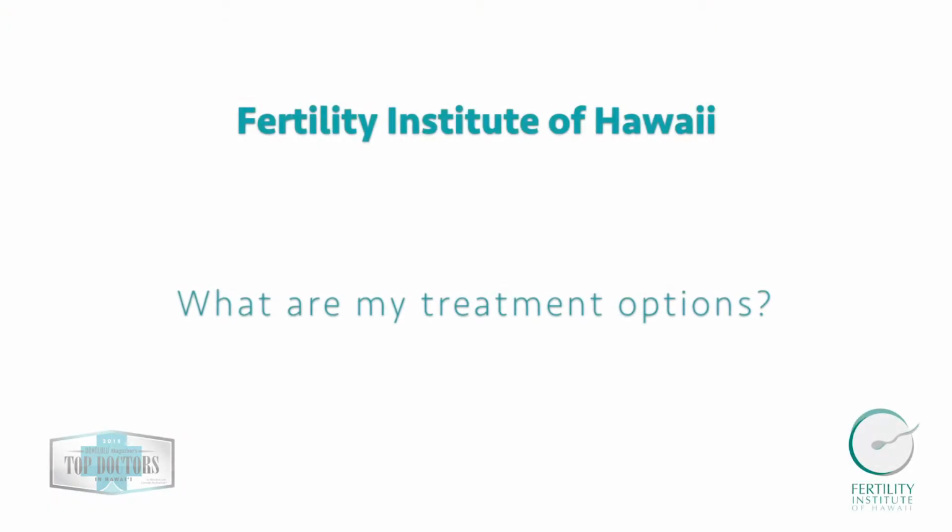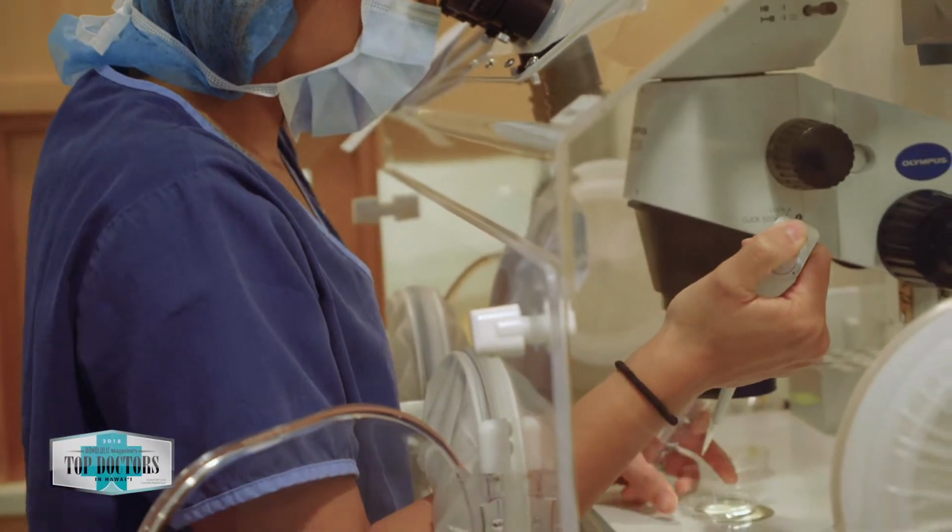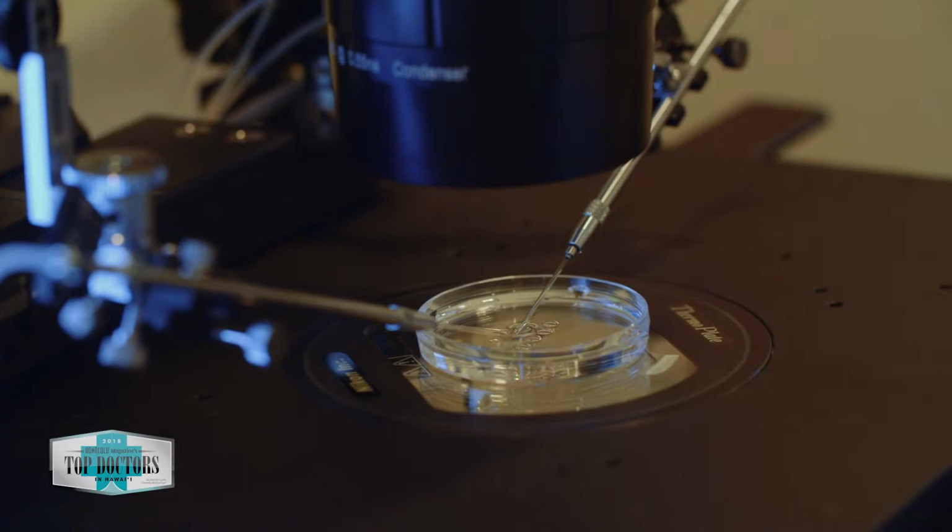So there are two main categories of treatment. These categories are pretty broad, and within each category, there are multiple different types of treatments that can be done. But the major difference between them is whether or not the treatment takes place inside or outside the woman's body. One category is called ovulation induction. The other category is called in vitro fertilization, or IVF.